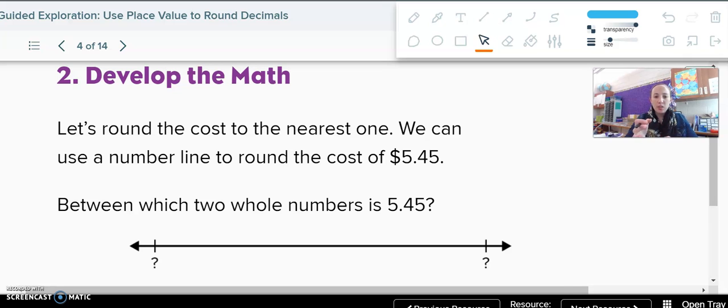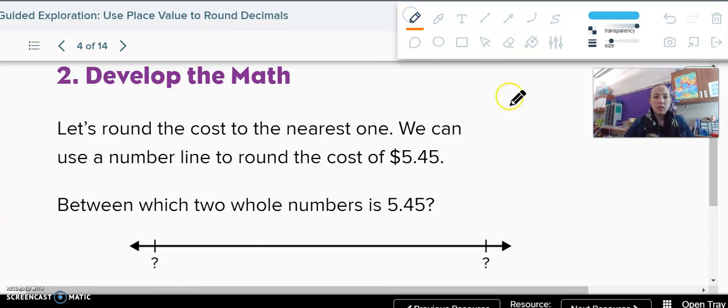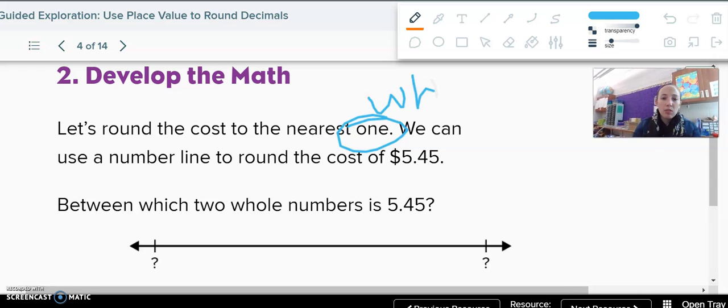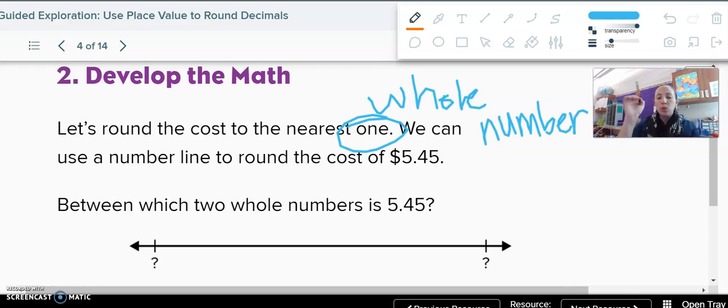So again, if we're going to use a number line, that's number one on your notes. If we're going to round to the nearest one, that's the same as rounding to the nearest whole number. Sometimes it'll say round to the nearest whole number. That's the same as rounding to the ones place. We just want to figure out, if I ignore the decimals, which whole number is it closest to.